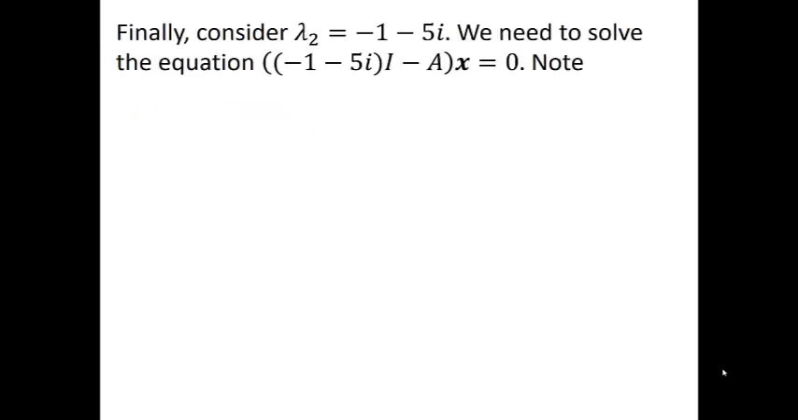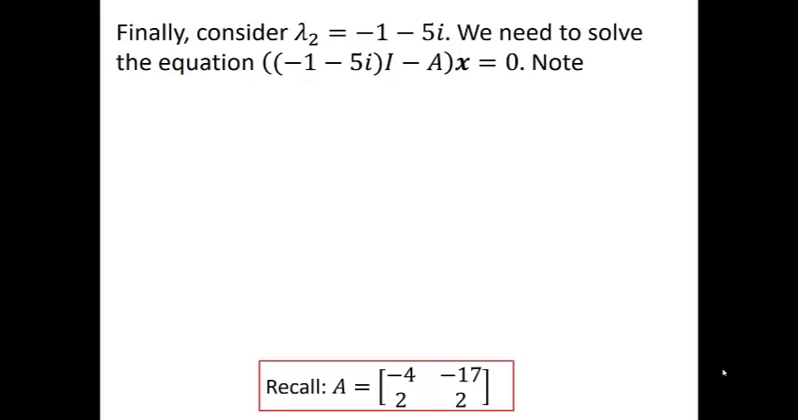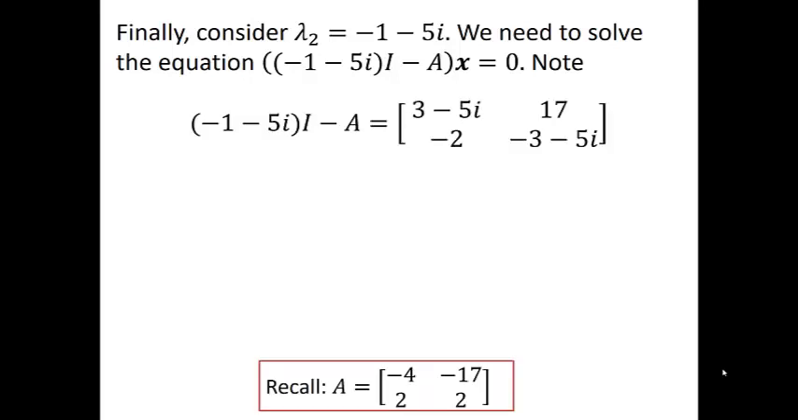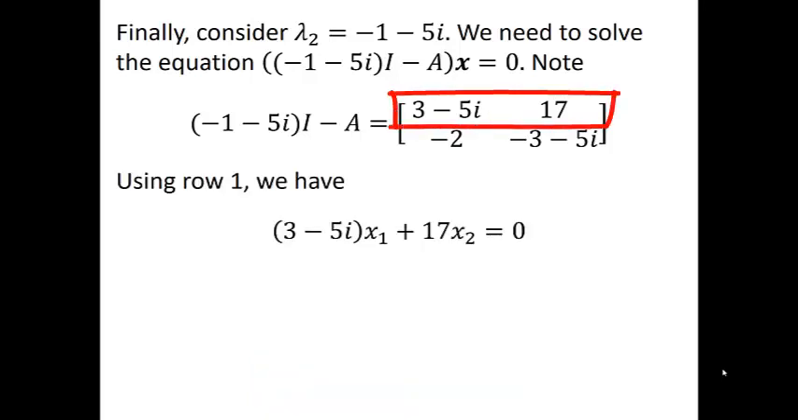So finally, let's consider our second eigenvalue, -1 minus 5i. Again, we need to solve the equation (-1 minus 5i times the identity minus A) x equals 0. Recall A is the matrix [-4, -17; 2, 2]. And therefore, (-1 minus 5i) times the identity minus A equals [3 minus 5i, 17; -2, -3 minus 5i]. So using row 1 of this equation, we have that (3 minus 5i) x1 plus 17 x2 equals 0.